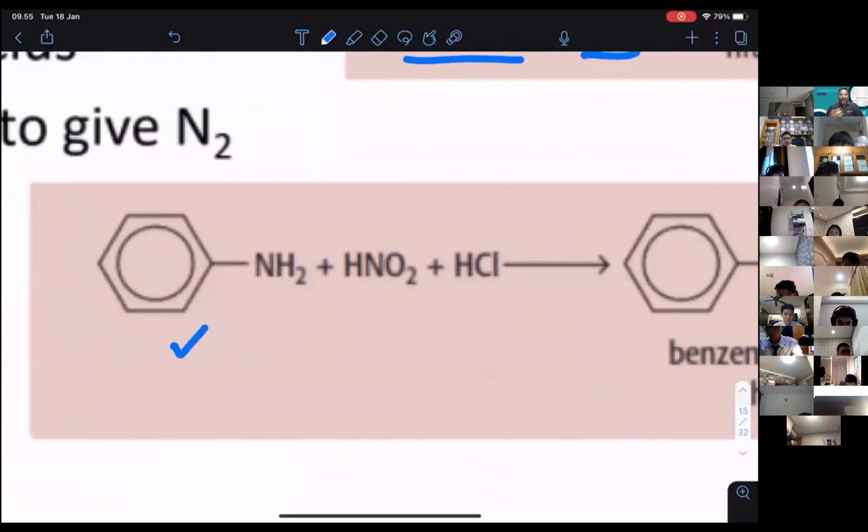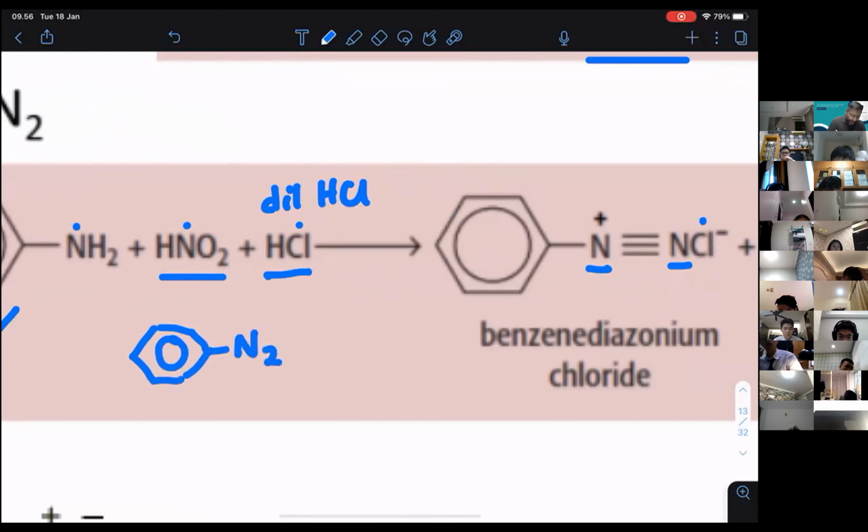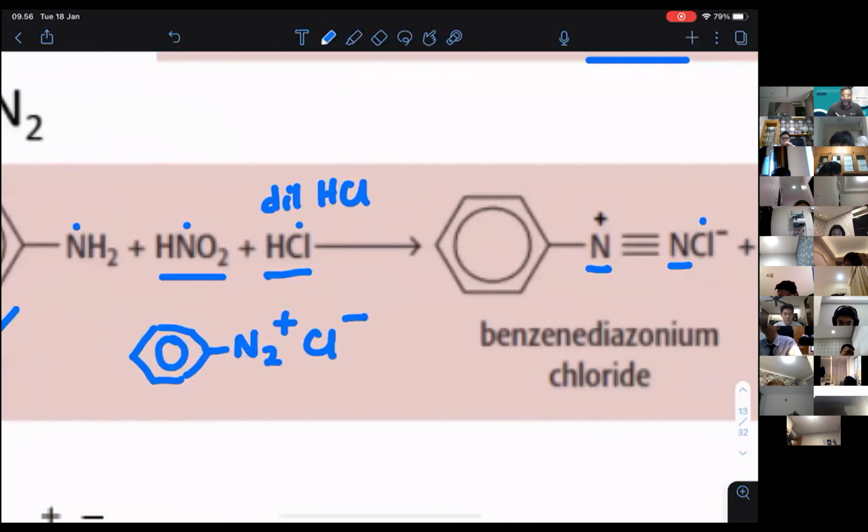Now let's go directly to the equation. Phenylamine reacts with HNO2 and still with dilute HCl. What will happen? You are going to have the nitrogen over here and the nitrogen over here, so N2, and you will have the Cl over there. In simple form, you have a benzene with N2+ and Cl-.